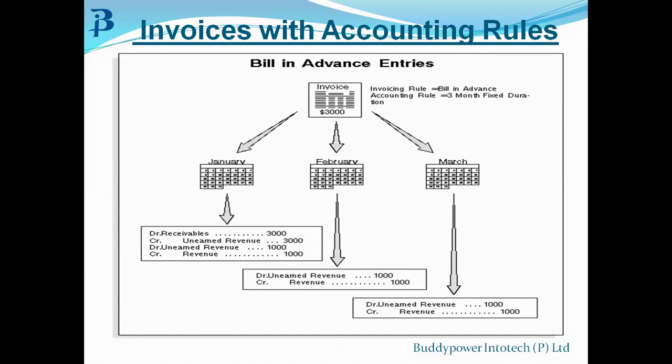See, what are bills in advance in general? Suppose this is the month of September. I am taking an AMC for my computer. For a 1-year AMC I am paying 1,20,000 today. But the work has to be distributed over the next 12 months.